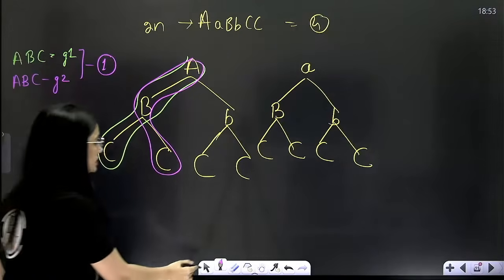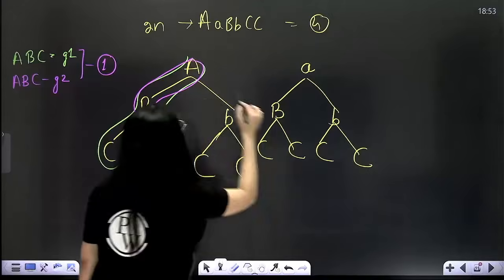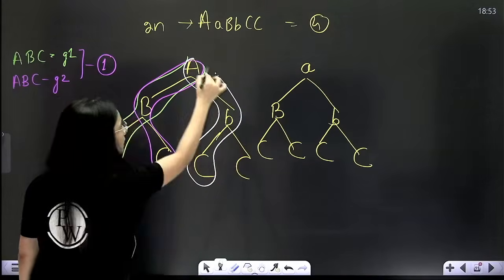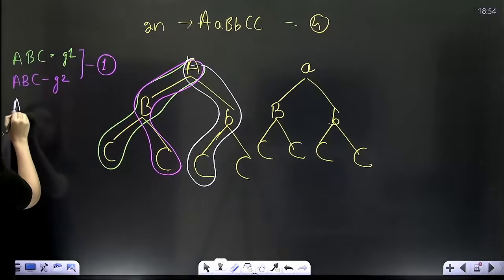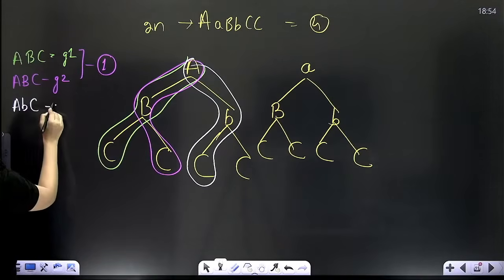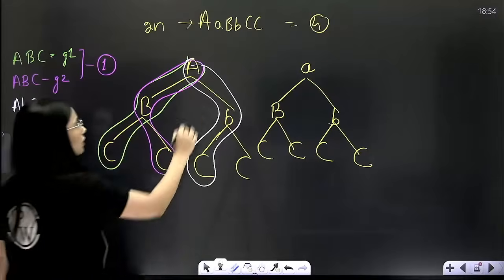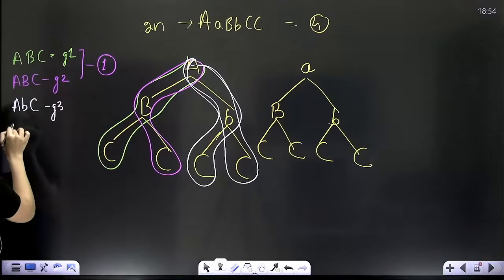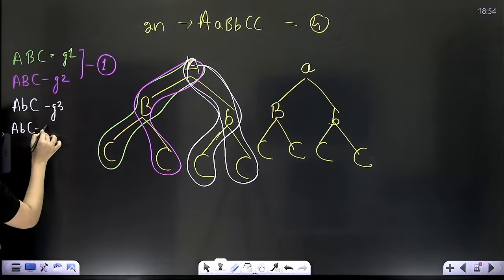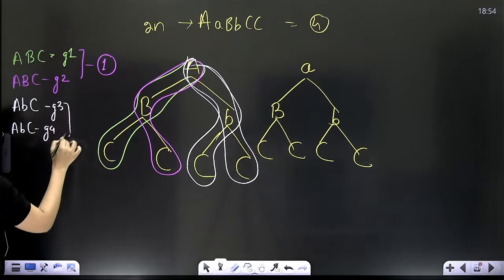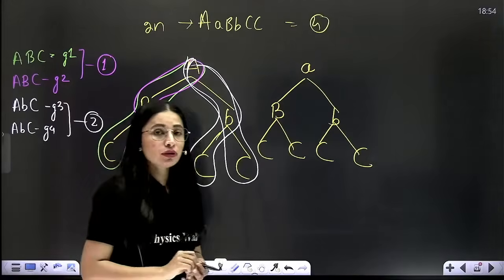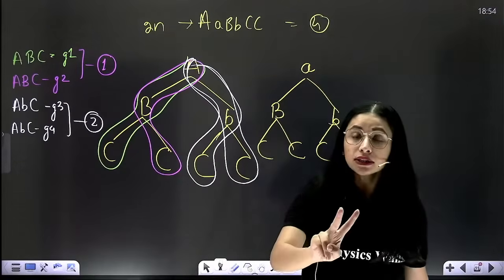Okay, next gamete. This is the next branch. Right? Capital A, small b, capital C. This is G3. Fourth branch. Again, in the fourth branch, you will find the same type of gamete. So, G3 and G4 are counted as one type of gamete. So, you have so far obtained 2 types of gamete.